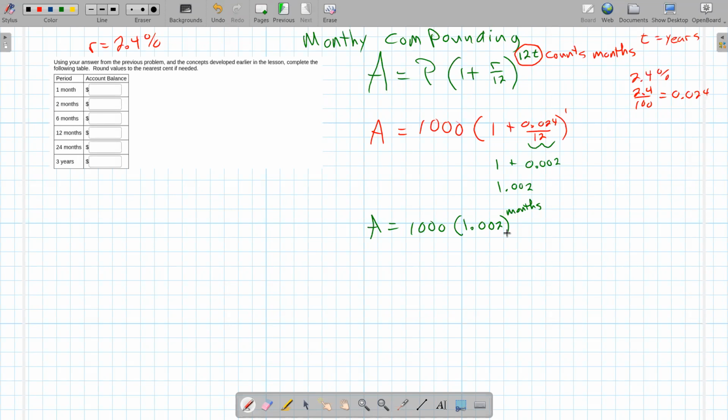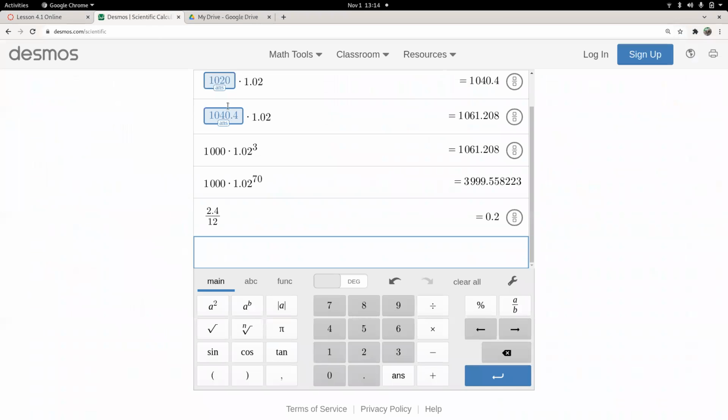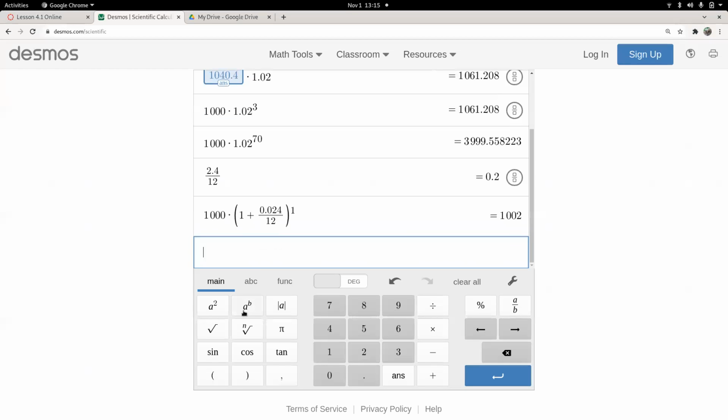Okay, so I'm going to test out a couple of different things here on my calculator before we move on and fill out the rest of the table. All right, so my claim is I could type it the way the formula first appeared, which was 1,000 times parentheses 1 plus the fraction where I put the decimal of 2.4%, 0.024, and then divide by 12 right there, and then raise it to how much time went by. And here it's saying 1 month went by. So then I should have $1,002. Now I cleaned this formula up a bit because this fraction turned out to be a nice decimal. They don't always work that way.